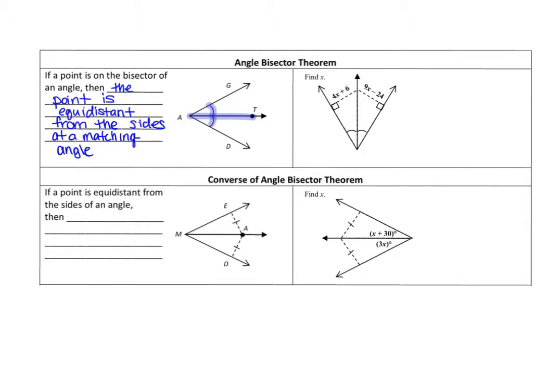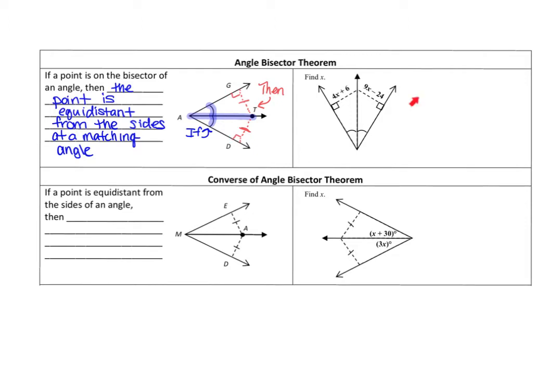So this is going to be the if statement. Then point T is going to be equidistant from G and from D. So equidistant means that this distance is going to be the same as this distance since T is a point on an angle bisector. And the last part of this definition right here is it's equidistant from the sides at a matching angle. So right here, these angles will be the same. So this is going to be at a 90-degree angle on both sides.